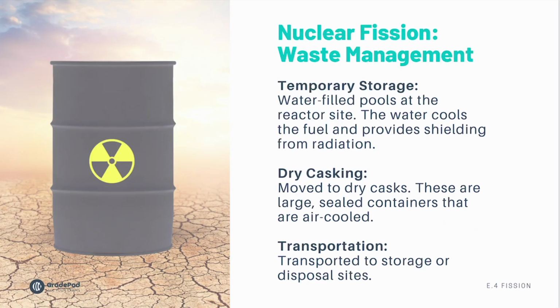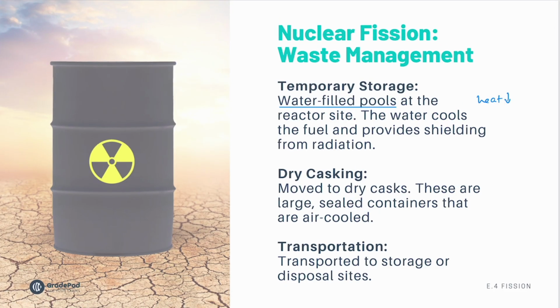Once we finish with the fuel in a nuclear reactor, we have to think about where to put those nuclear products. And the first thing they do for a temporary amount of time is put them in water-filled pools. What that does is it reduces the heat of the nuclear fuel and it provides shielding from some of the radiation. For example, alpha radiation would be stopped by this water. Once it's cooled down, it's moved to something called a dry cask. They are large sealed containers that are air-cooled, so it's still keeping it cool, it's still just keeping it safe.